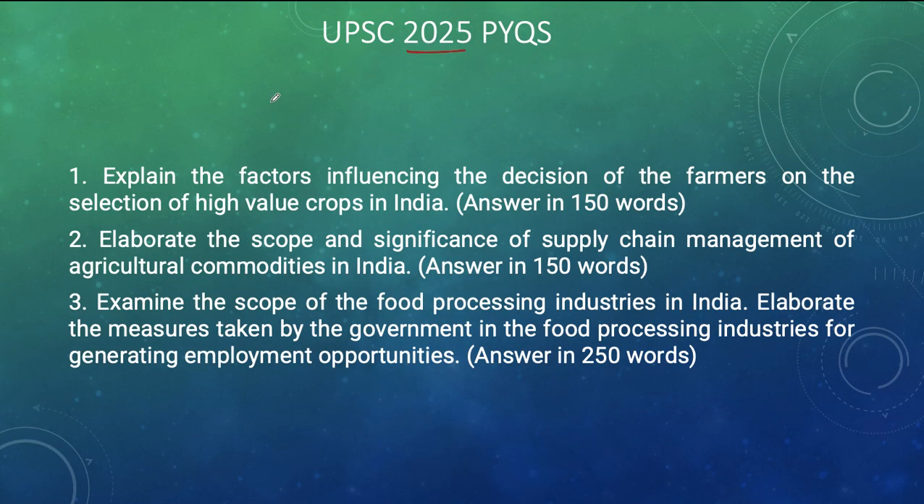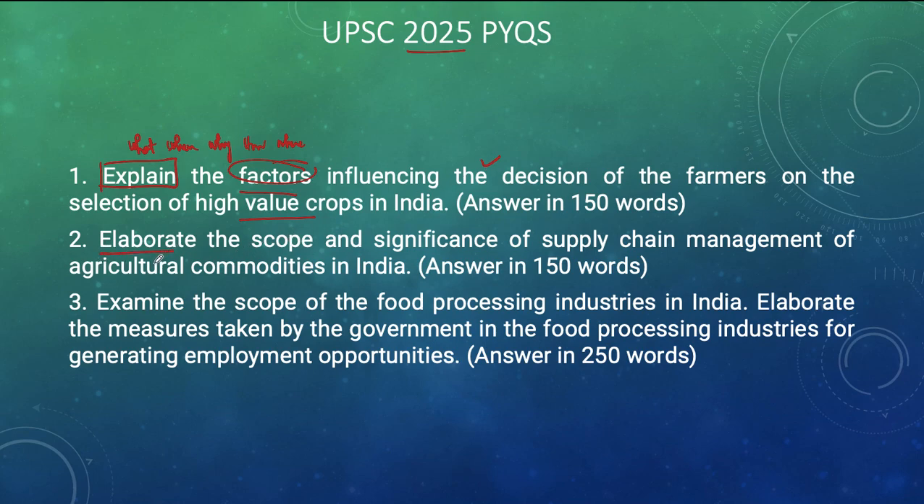Let's look at the UPSC 2025 agricultural questions asked this year in the UPSC mains exam. Number 1, explain the factors influencing the decision of the farmers on the selection of high value crops in India. Whenever we are explaining something, we need to easily convey to the examiner what, when, why, how, where. All these dimensions should be present in our answer, students. And not only that, we need to talk about the various factors in a point-wise manner. At least a minimum of 7 to 10 points is expected to fetch maximum marks, along with usage of a diagram.